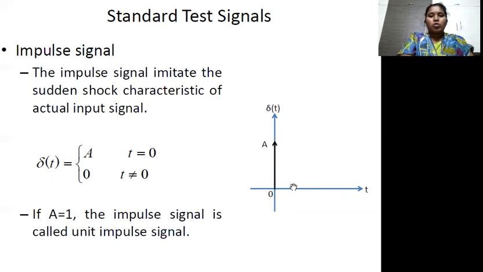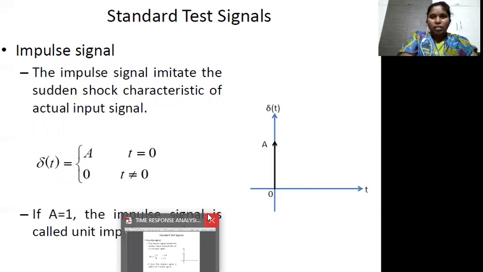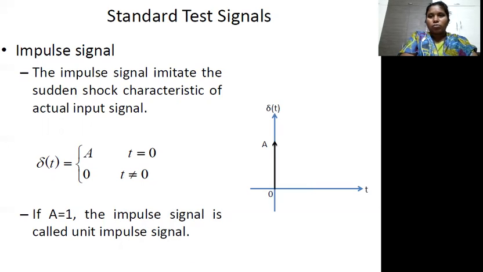So delta of t is equal to a at only t equal to 0, and at all the remaining values, t not equal to 0, it is 0. Only at t equal to 0 will the output be present, and at all remaining values the output should be 0. Then only can we say the signal is an impulse signal. If this value a is equal to 1, the impulse signal is called a unit impulse signal.